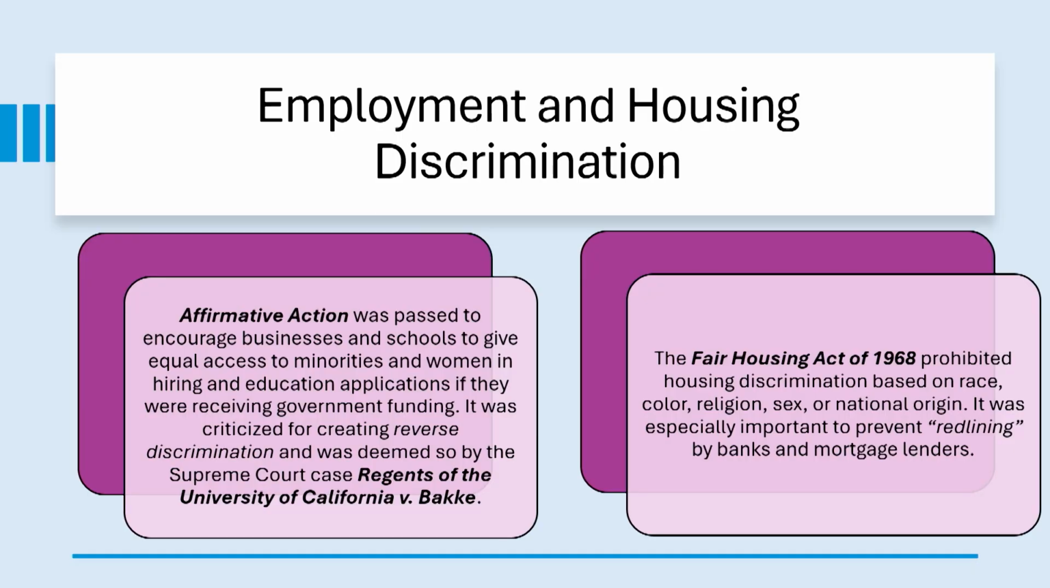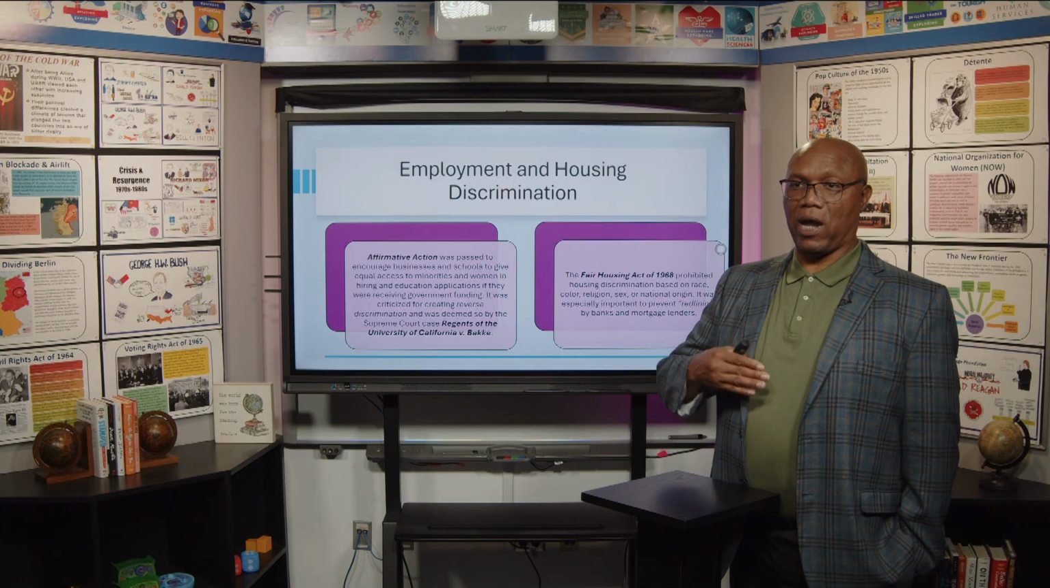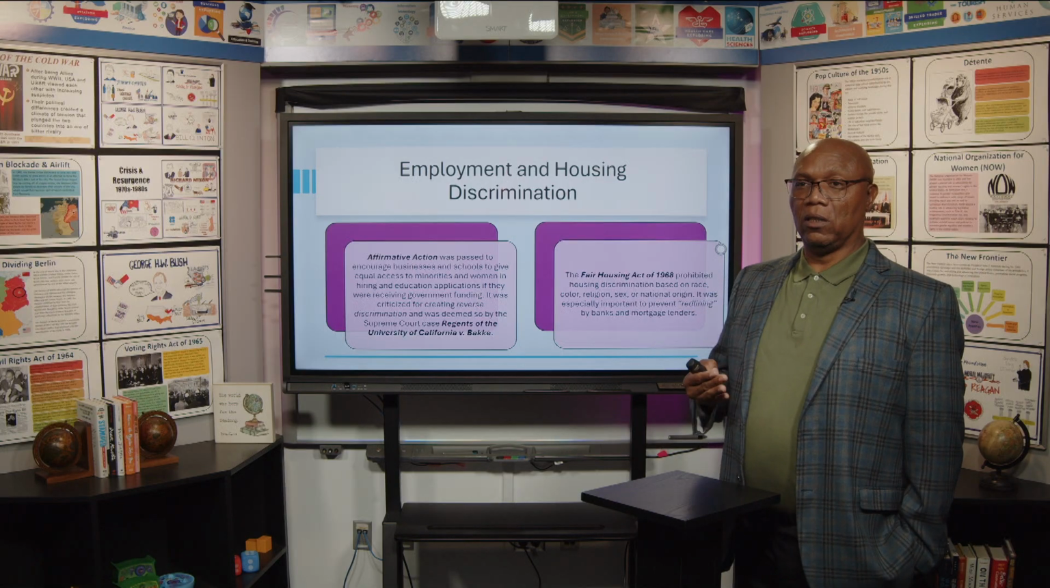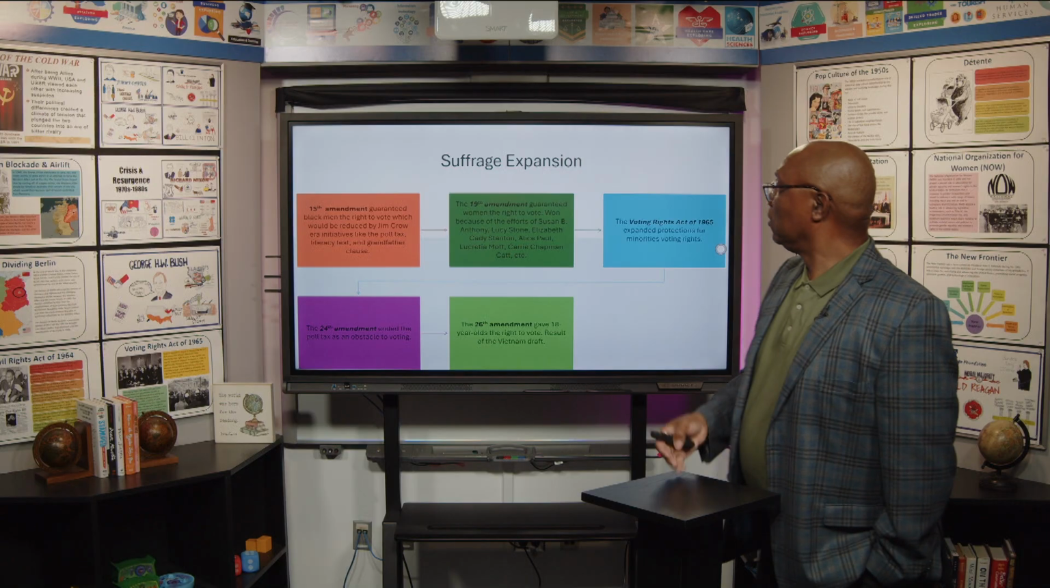The Fair Housing Act of 1968 prohibited housing discrimination based on race, color, religion, sex, or national origin. It was especially important to prevent redlining by banks and mortgage lenders, where some people, of course, would be denied loans or mortgages because of where they were trying to get a mortgage, and that in and of itself becomes a tremendous problem when it comes to minorities and their quest to have good, affordable housing.